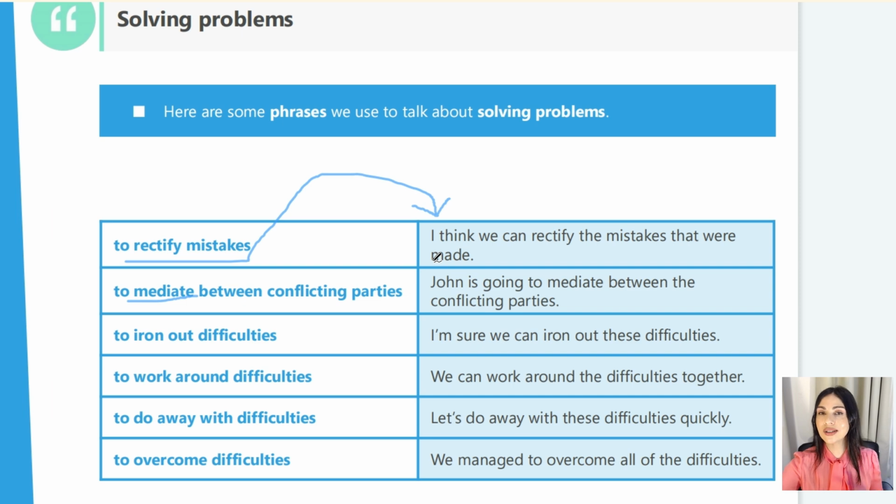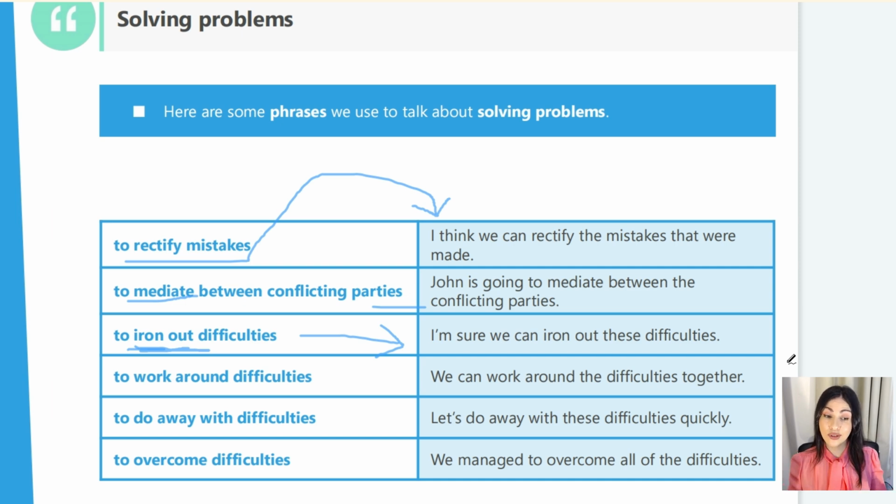If you iron out difficulties, this is a phrasal verb that is used in a semi-formal or colloquial way to say, well, let's mend things, let's bridge the gap. I'm sure we can iron out these difficulties. Similarly, if you've tried to work around difficulties, you've tried to resolve them in the best way possible. We can work around these difficulties together.